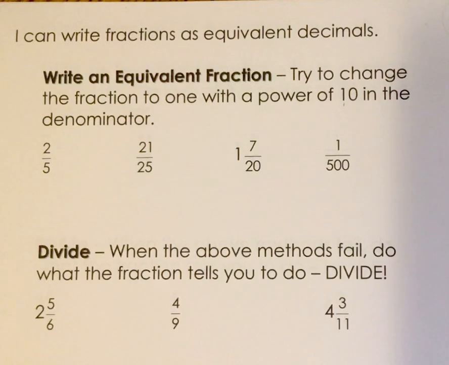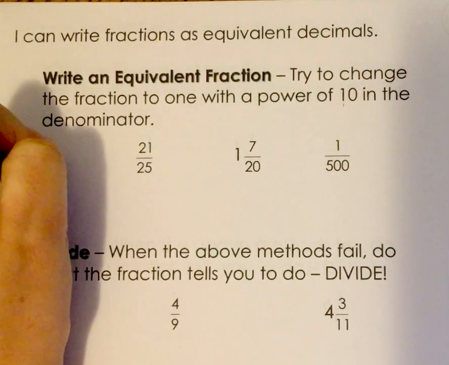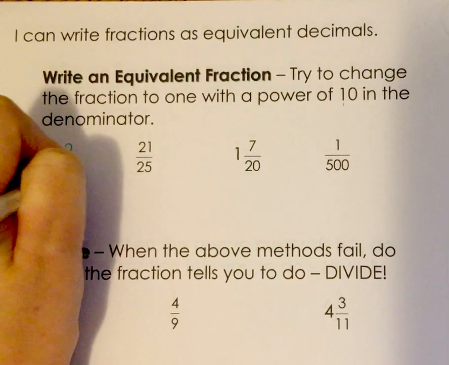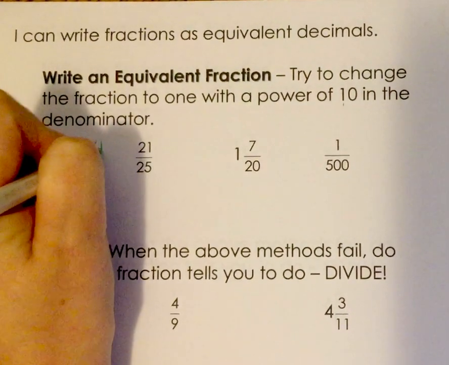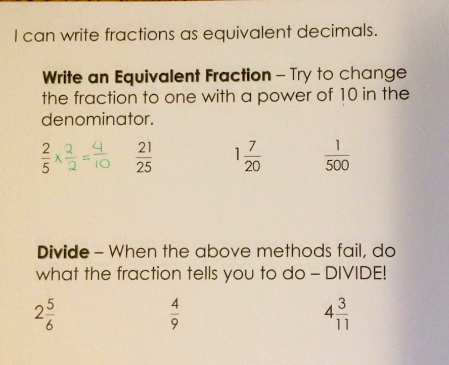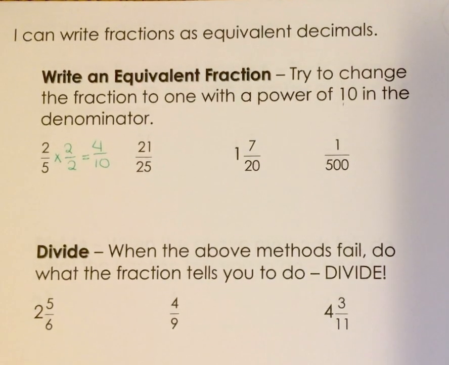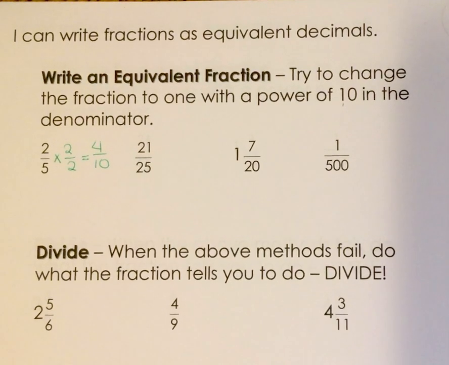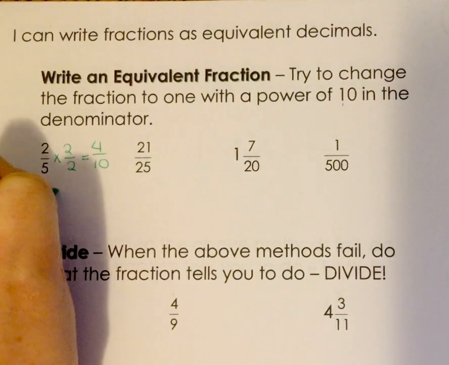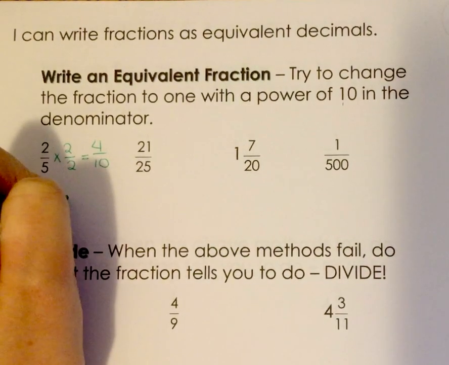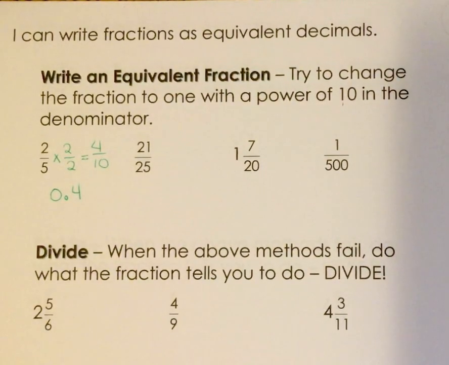So 5, I need to make 10. So I know that 5 times 2 is 10. So I'm going to multiply the numerator and the denominator by 2, and that's going to give me 4/10. Once you get to that point, you've written it as a decimal in your words. So 4/10. So that means 4 goes in the tenths place. So that means that it's going to be 0 and 4/10.